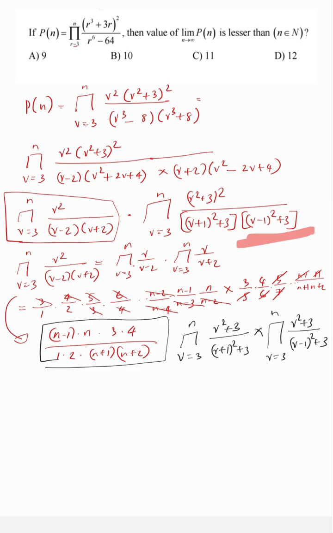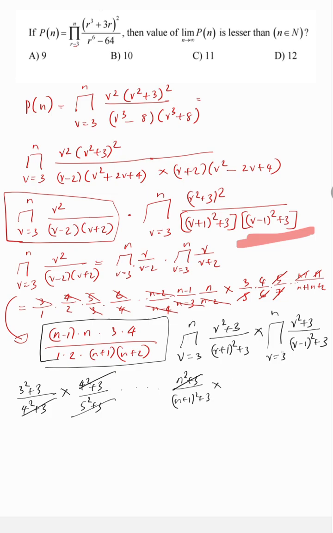So for the second one, when I expand, I will get 3 square plus 3 by 3 plus 1 whole square plus 3, then 4 square plus 3 into, now put r equal to 4, 4 square plus 3 by 5 square plus 3. You can see these two terms will cancel. Similarly, the last term will be n square plus 3 by n plus 1 whole square plus 3. You can see the denominator is cancelled by the numerator of the next term, and the numerator is cancelled by the denominator of the previous term. So this is the first pi.